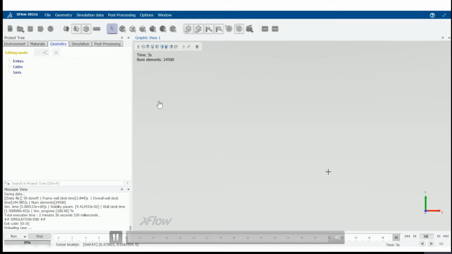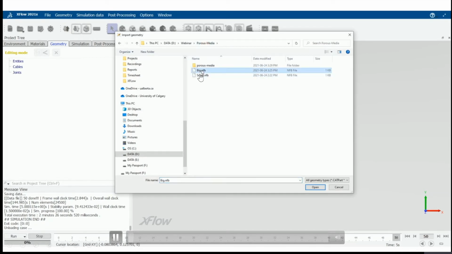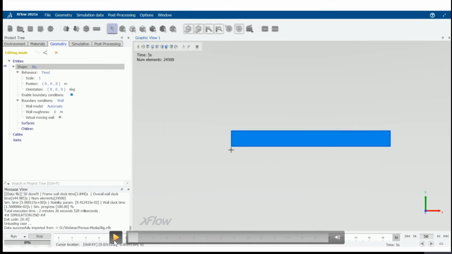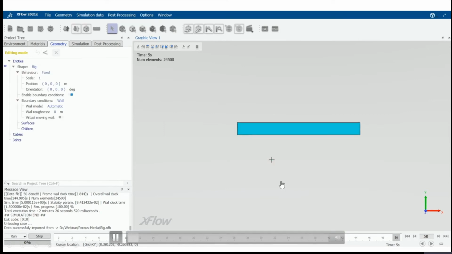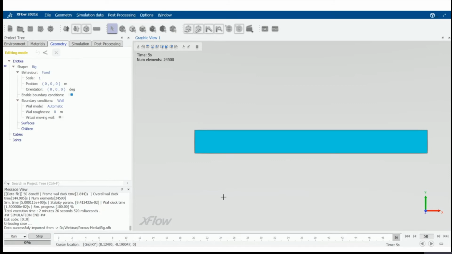I have two geometries, one channel and another porous medium. So the big one is a channel, and the target role here is simulation. You can even import any geometry for post-processing as well. So the channel is imported. Generally in XFlow, a geometry or a surface is defined by its normal direction. So in XFlow, the normal direction should be toward the fluid.